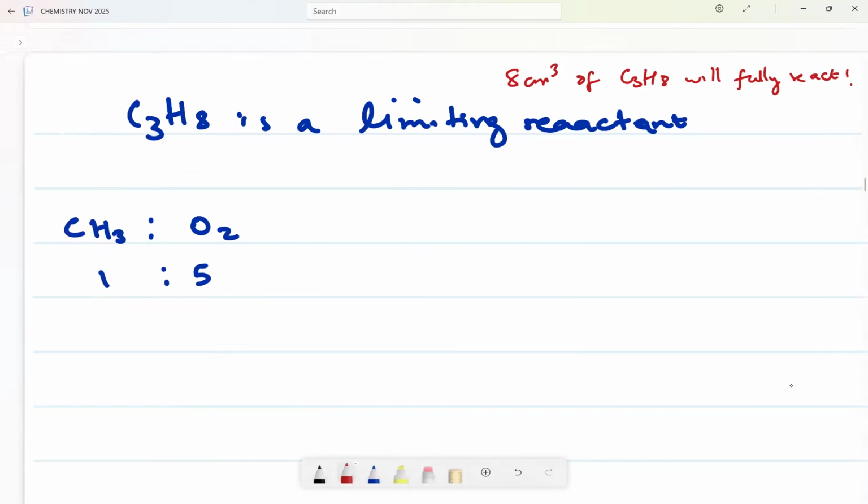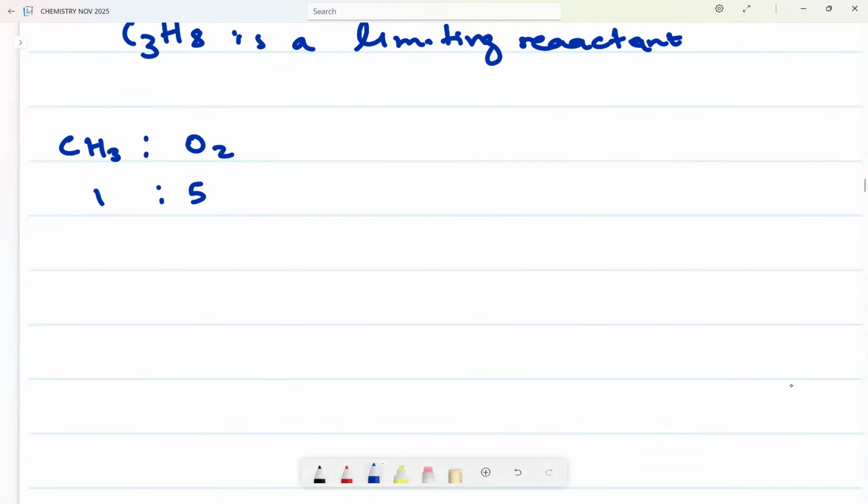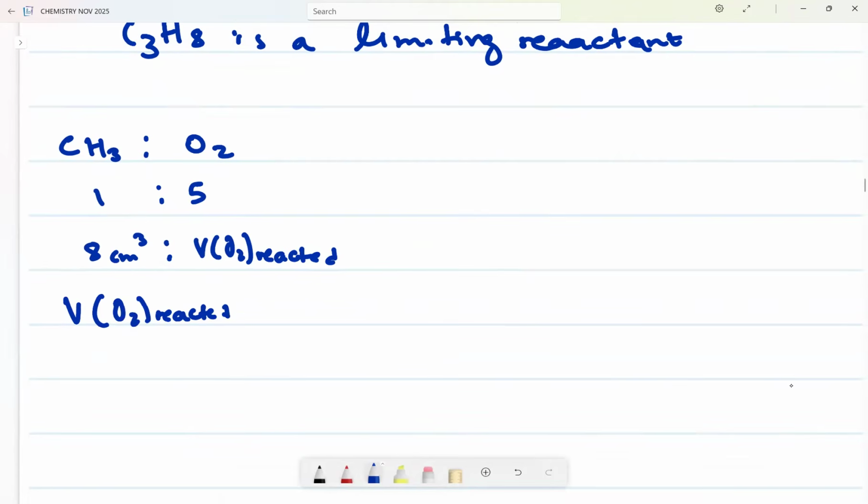Why? Remember, it is a limiting reagent. So we know that 8 centimeter cubed of this one will react. So how much O2, the volume of O2, reacted? The one that reacted, remember O2 is a reactant. So the volume of O2 that reacted is going to be 5 times 8, which is 40 centimeter cubed.